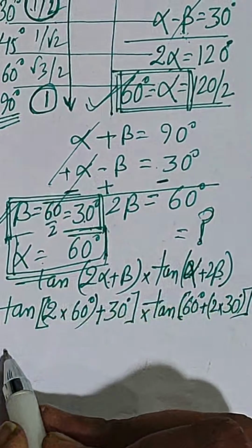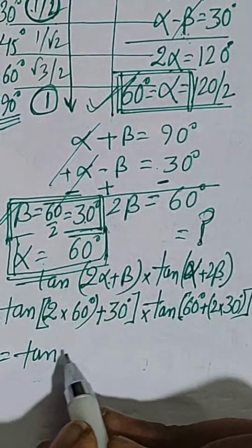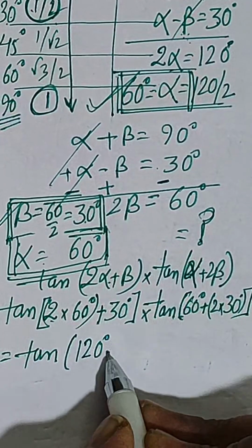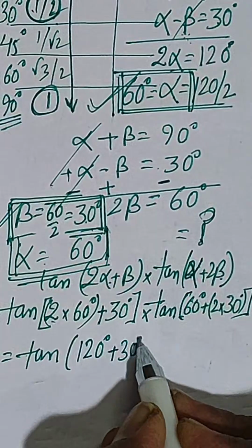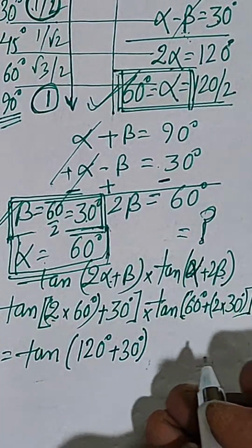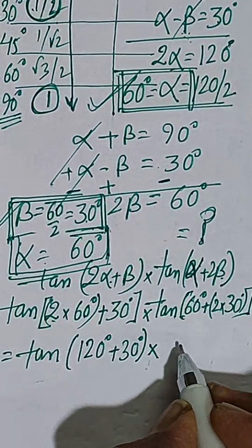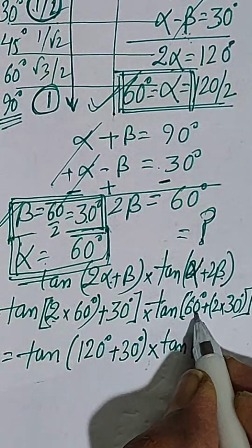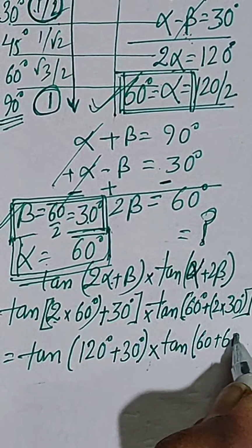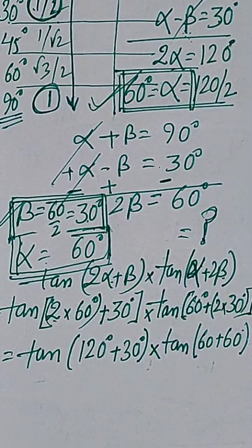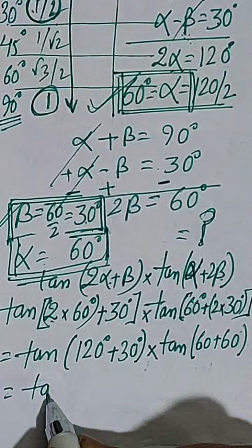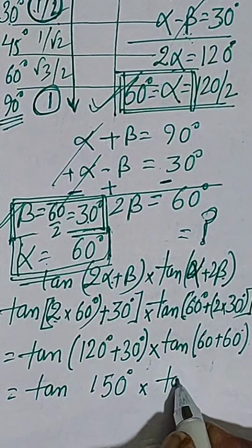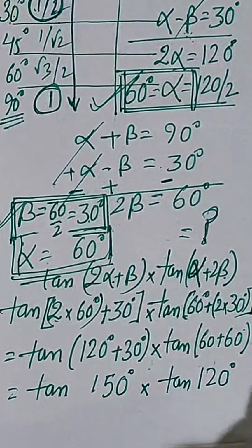So this will be coming as tan of 60 into 2 is 120. So 120 plus this 30, tan of 120 plus 30, that will be coming as tan 150 multiplied with tan of 60 plus 60. So this will be giving you tan 150 degree multiplied with tan 120 degree.